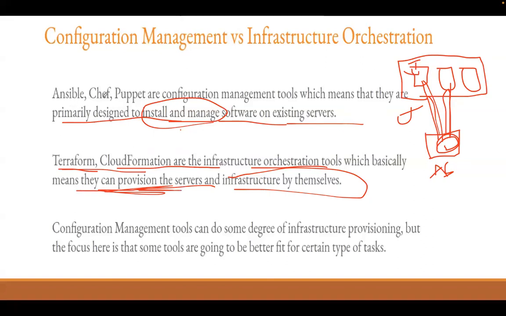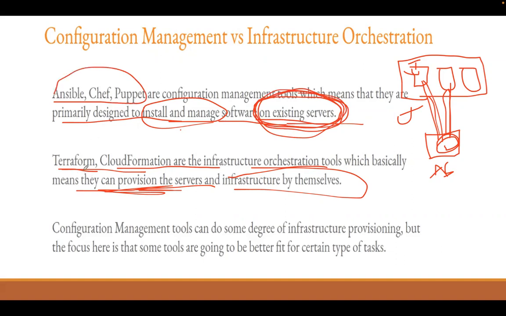So what are Ansible, Chef, and Puppet? These are the configuration management tools, which are primarily designed to install and manage the software on existing servers. Means after provisioning the infra, these tools will work. Before that, they can't install the software or whatever it may be.